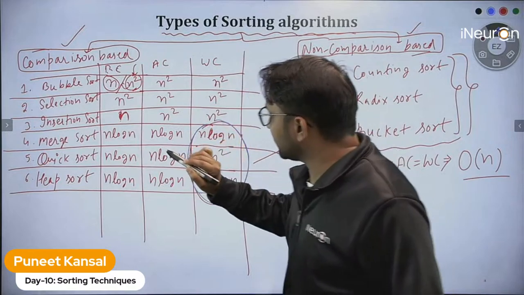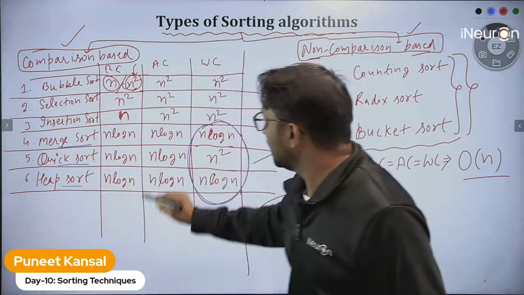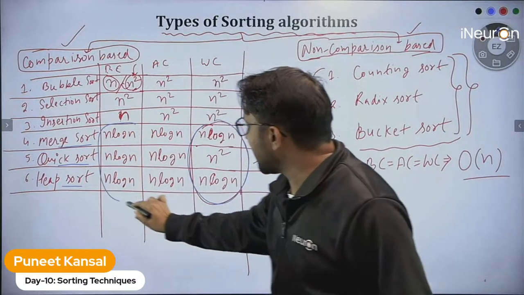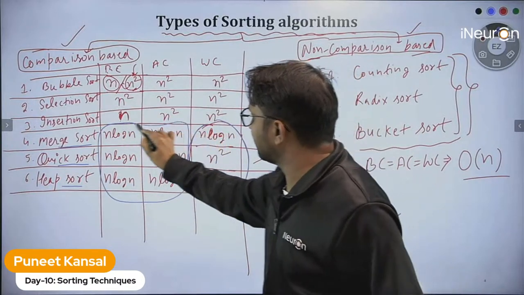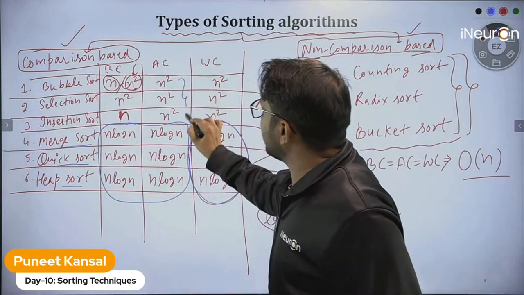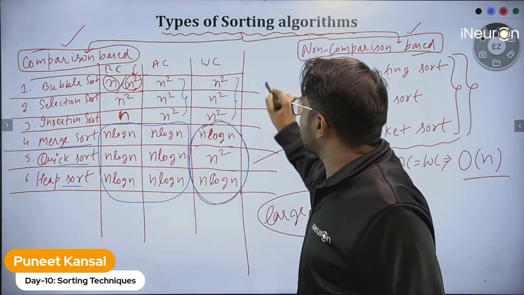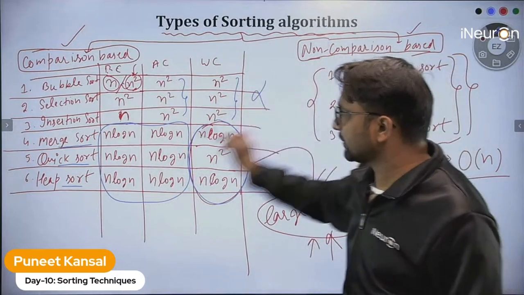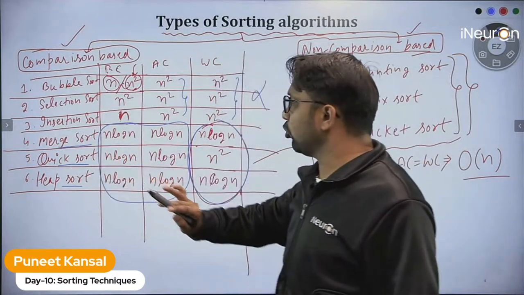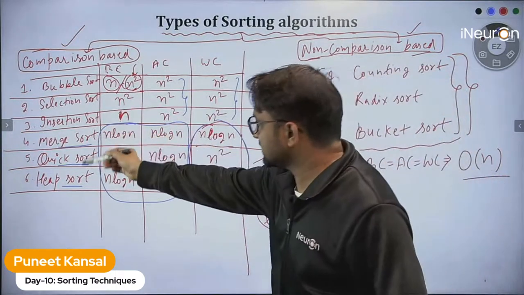If you compare the time complexity of merge sort, quick sort and heap sort, for the best case and average case, that is the same, n log n. These are okay. N square is larger than n log n, so these are out of the race. Now only these three are left, who are saying, we are the best.